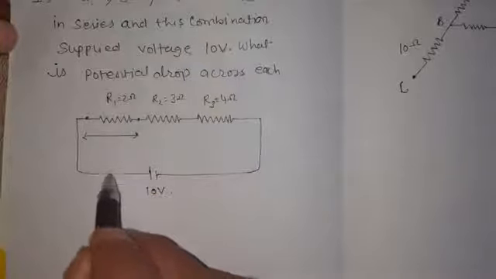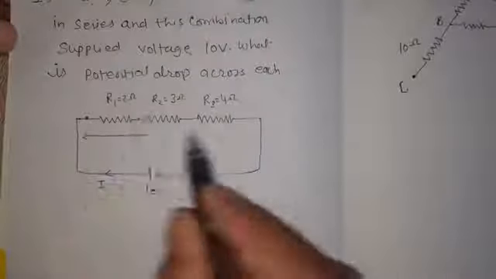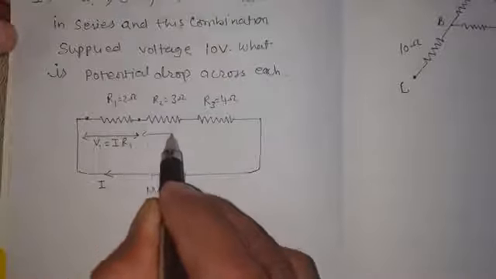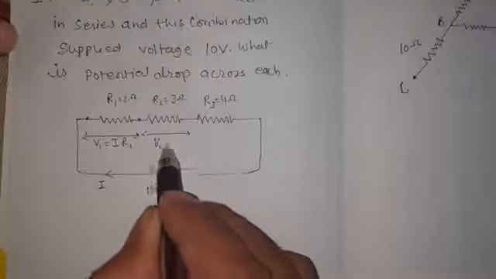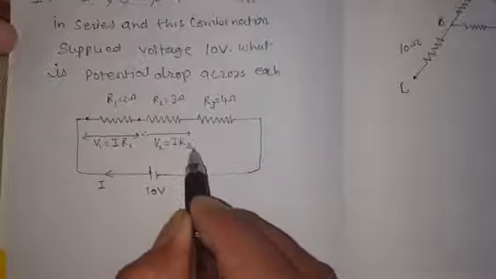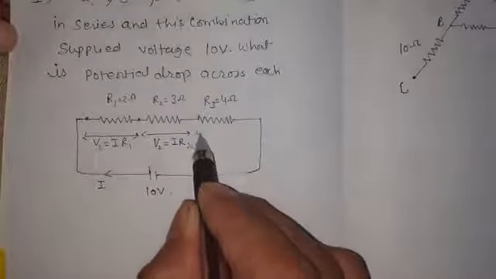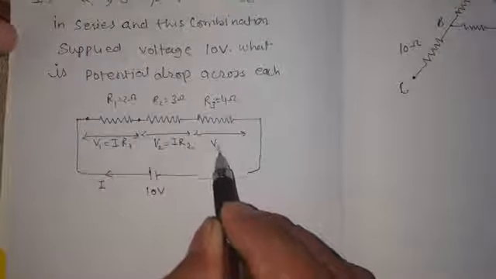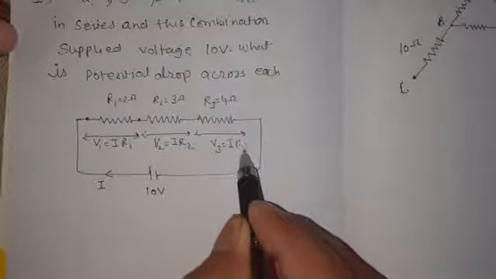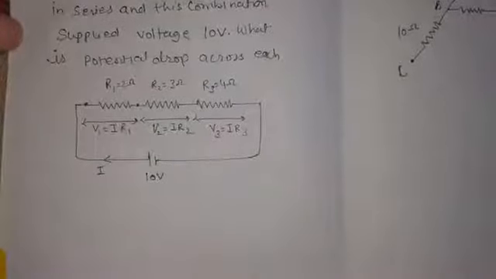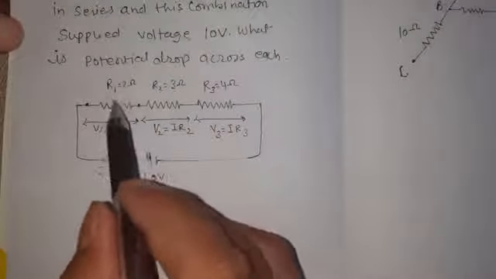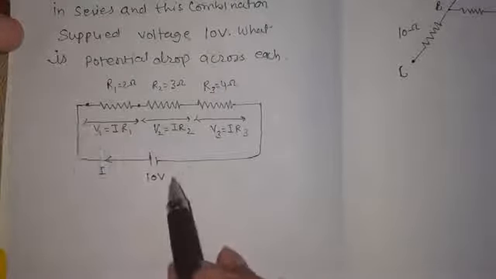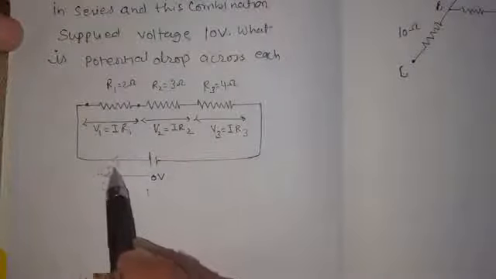We should know that in a series combination the current will be the same. So the potential difference across R1 is V1 equals IR1, across R2 it is V2 equals IR2, and across R3 it is V3 equals IR3. R1, R2, and R3 are given to us, so how much is this I? I is the total current.